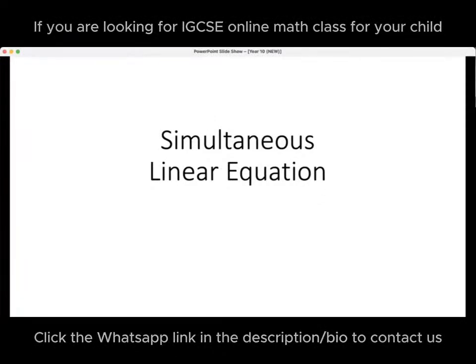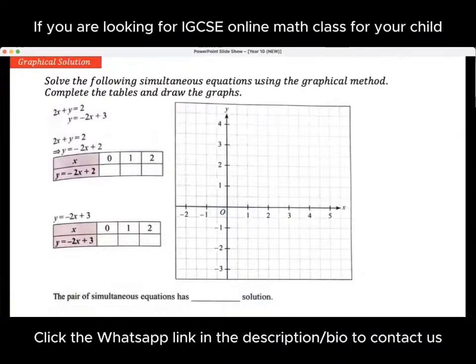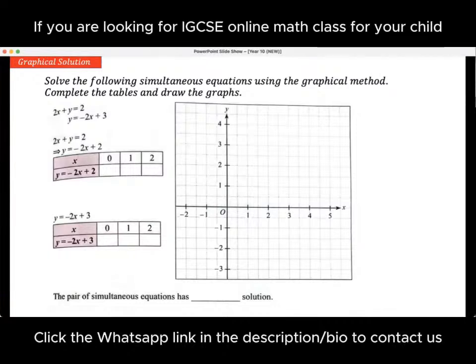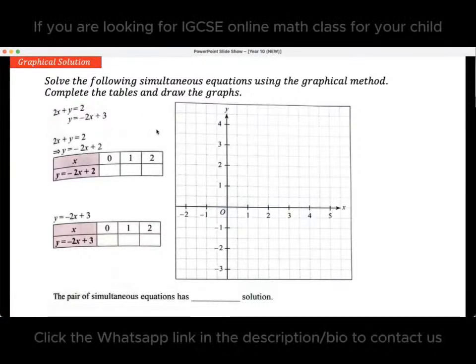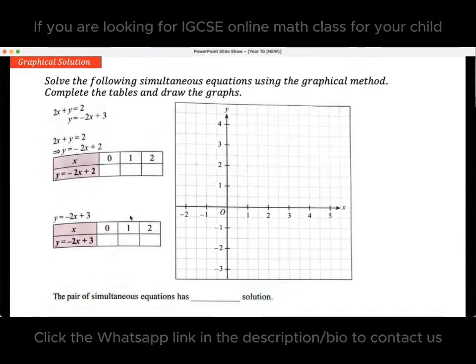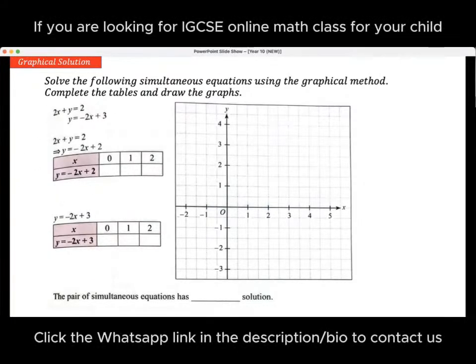Okay, simultaneous linear equations. So there are three methods. Basically, this is the first method. We call it the graphical solutions, meaning that we draw graphs to solve the equations. Usually we don't use this. Normally we use the algebraic method.